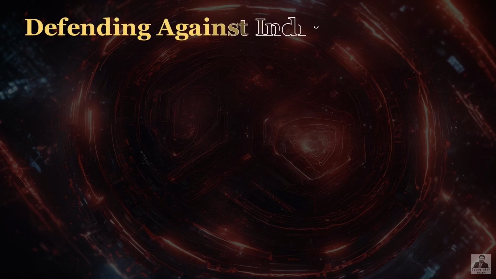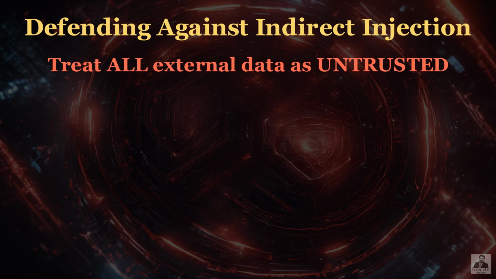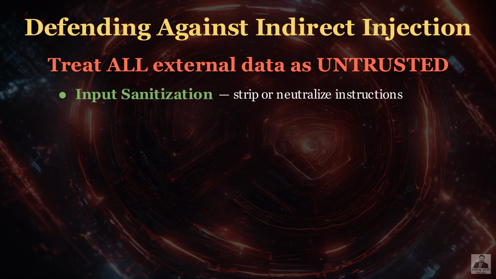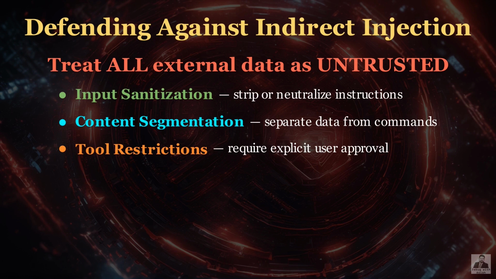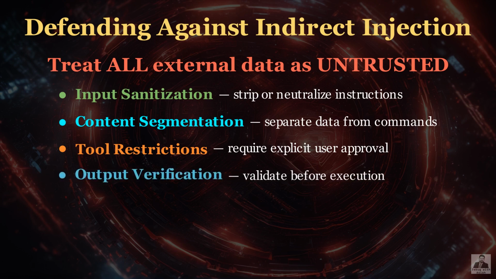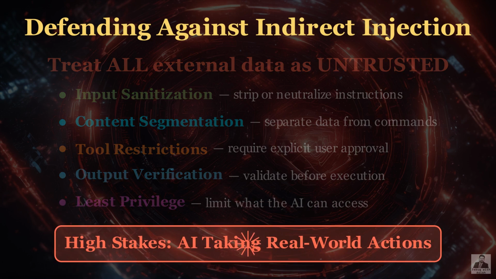Defending against this requires a mindset shift. You have to treat all external data as untrusted, sanitize inputs, segment content so instructions can't blend with data, restrict what actions the AI can take without approval, and most importantly, verify outputs before executing them in the real world. Because once your AI starts acting, not just talking, the stakes become much higher.